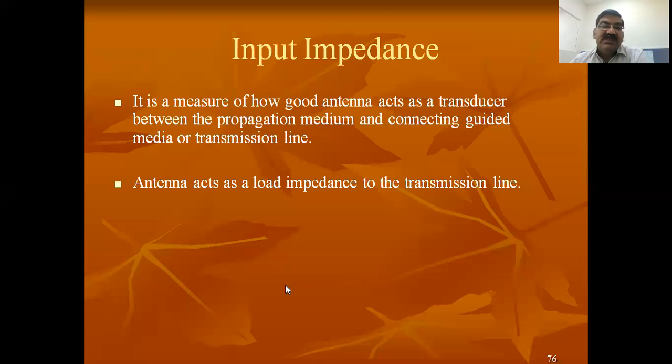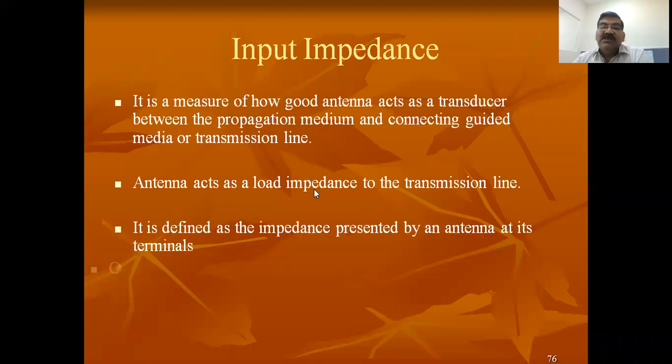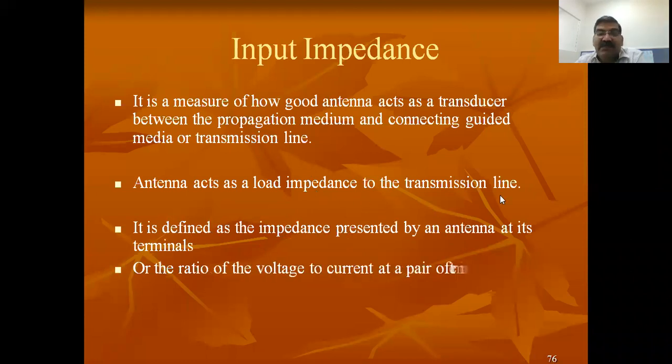So what is input impedance? That is how good the antenna acts as a transducer, how efficiently it converts the electrical signal to electromagnetic and electromagnetic to electrical. This is the thing here. So the antenna acts as a load impedance to the transmission line. For the transmission line, the antenna acts as a load. This is the design philosophy when we design the transmitting or receiving section of the antenna.